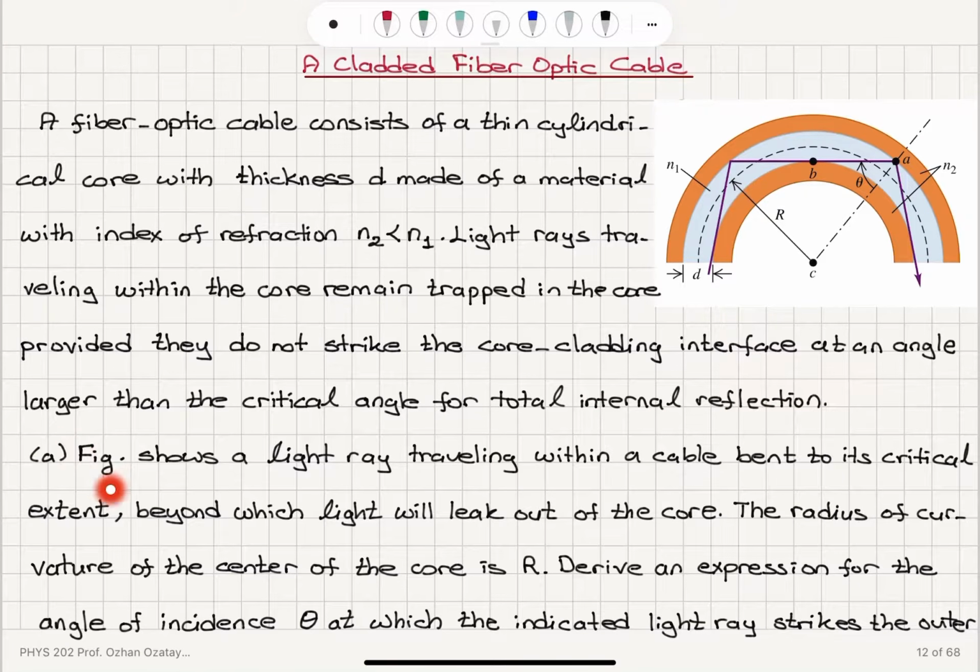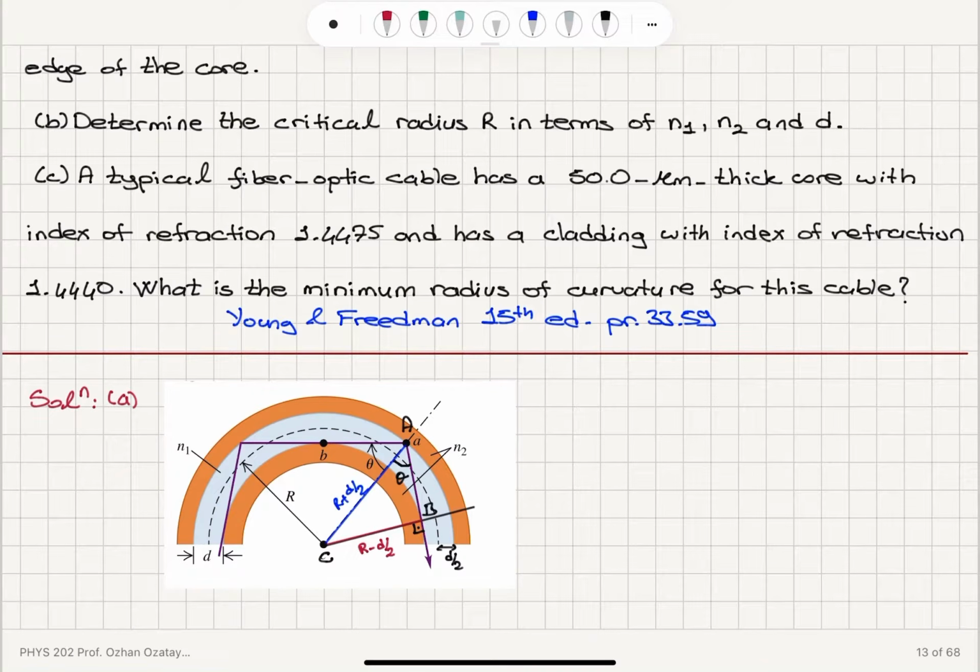Part A. The figure shows a light ray traveling within a cable bent to its critical extent, beyond which light will leak out of the core. The radius of curvature of the center of the core is capital R. Derive an expression for the angle of incidence theta, with respect to the normal, at which the indicated light ray strikes the outer edge of the core.